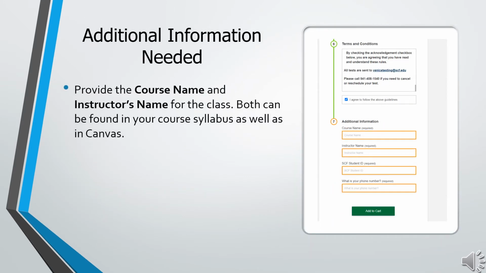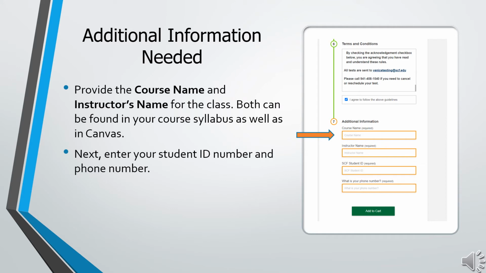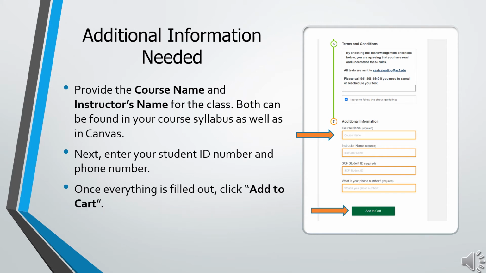Now that you have agreed to the terms and conditions, you must provide the course name and instructor's information. If you do not know this information, locate it in your course syllabus in Canvas. Next, enter your student ID number and phone number. Once everything is filled out, click Add to Cart to take you to the last step of the scheduling process and registration for your test.